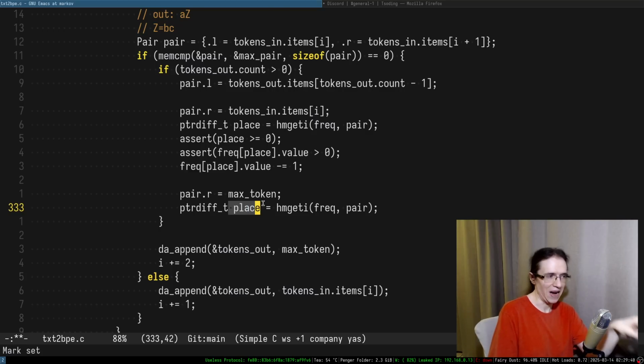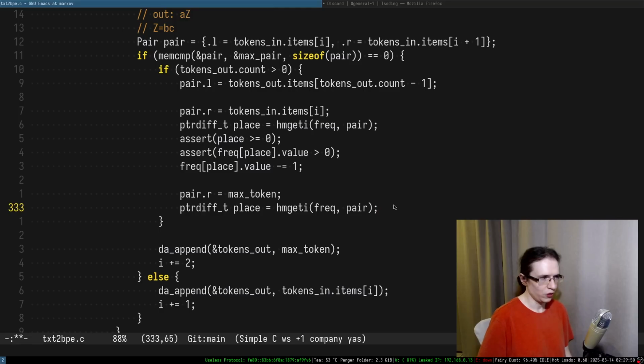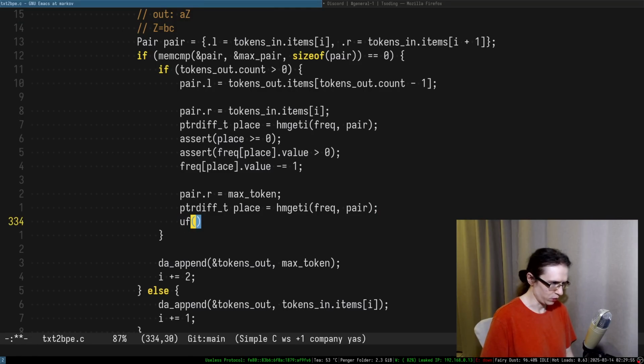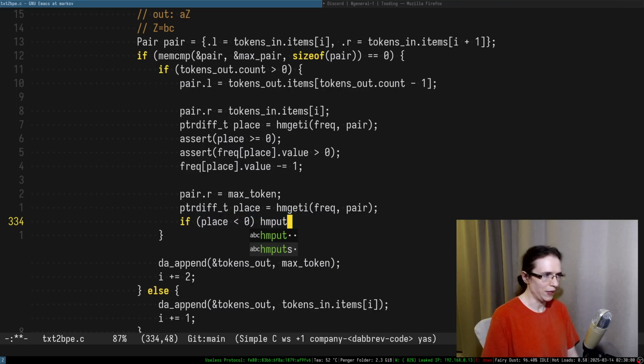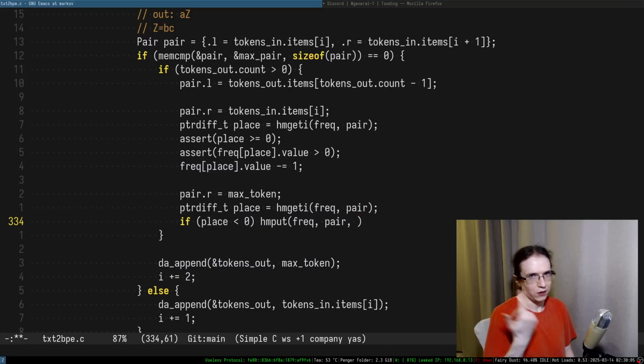And this one, by the way, might be missing because we just introduced a new token. So you may not have that pair in the hash table. That means you may have a situation when the place is actually negative, right? So there is no such thing. In that case, I think we have to add a new entry into the hash table. So we're going to do hput, frequency, pair, and since it's the first pair that we encounter, its frequency is 1.